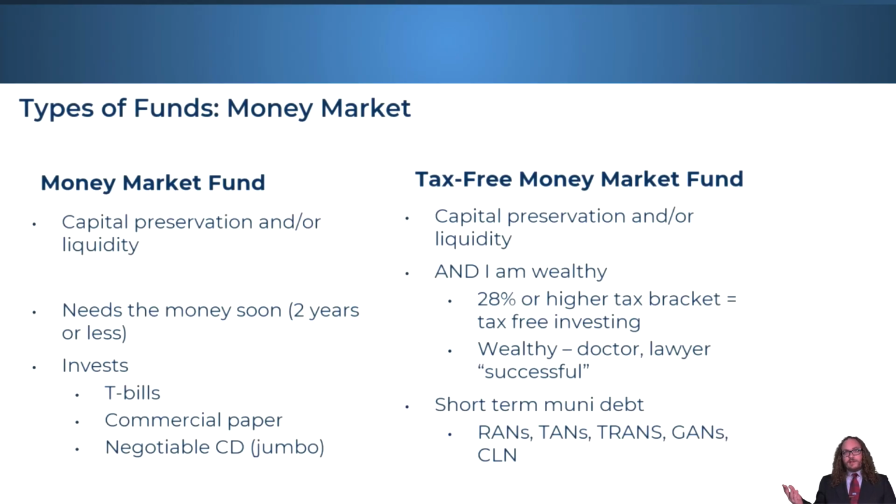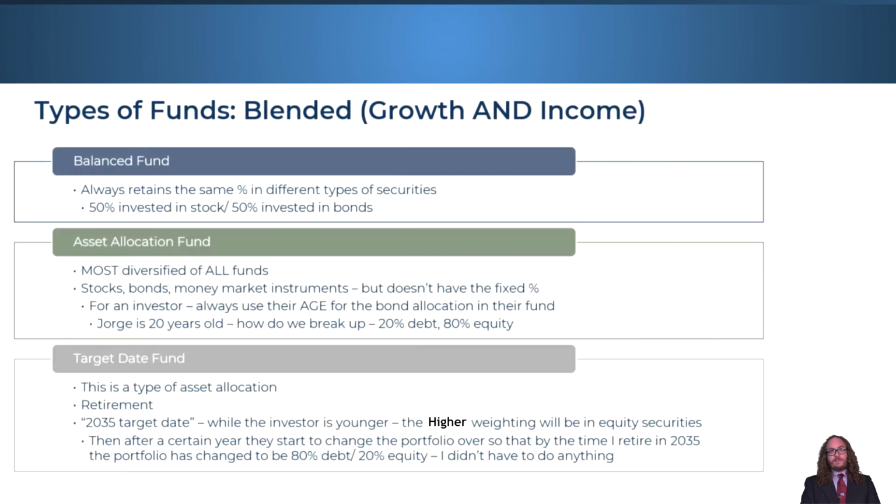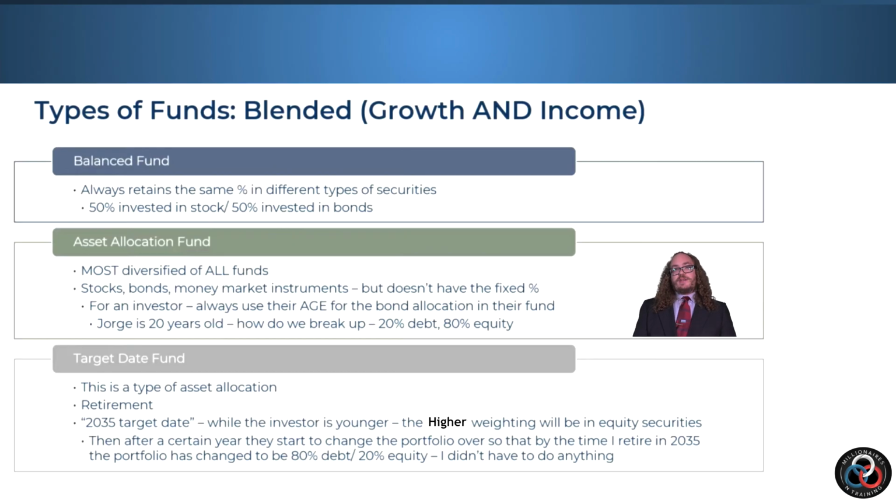Then we have our blended or our growth and income funds. A balanced fund will always attempt to retain the same percentage in different types of securities. For example, if you have a balanced fund that's invested in stocks and bonds, 50% is invested in stock and 50% is invested in bonds. At the end of every year, the portfolio manager, the investment advisor, will go in and make sure that the portfolio is rebalanced back to 50-50 at the beginning of the new year. An asset allocation fund is considered to be the best diversifiable fund.